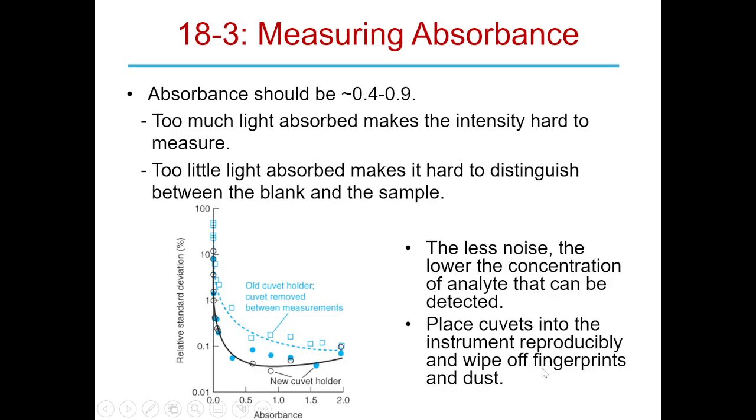You place the cuvettes into the instrument reproducibly and wipe off fingerprints and dust. Remember when I came in and said use the same cuvette, rinse it out with the lower concentration ones? This is why. You have to do this reproducibly. So you said you'll use different cuvettes to match a set. How would you be able to figure it out?